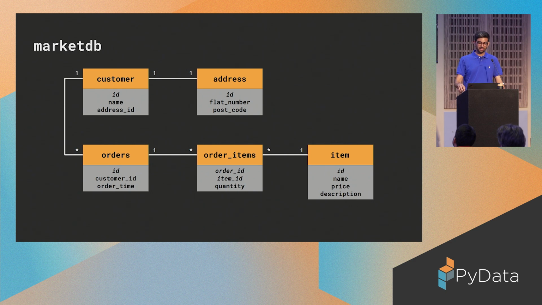Order items acts like an association table, where if I were to insert a new order, there would be one entry created in the orders table. For example, customer 5 has created a new order at this time, and then for each item the customer bought, there would be multiple rows in the order items table, where the order ID would be the order ID, and the item ID would be the ID of the item the customer bought with the quantity. So this is how our database, MarketDB, looks.